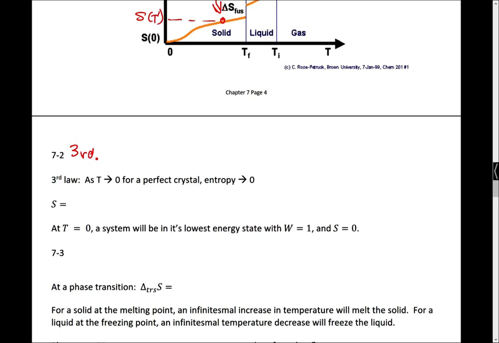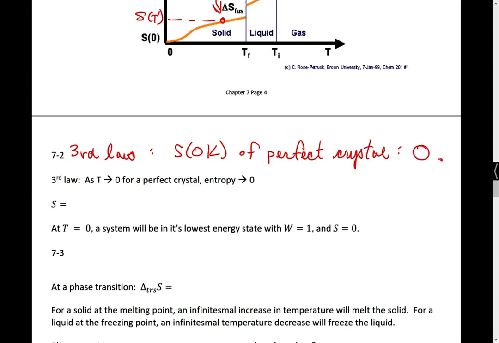Section 7.2 basically is another expression of the third law: S at 0 K of a perfect crystal is 0. That's what this says here as well, so we don't need to say it again.